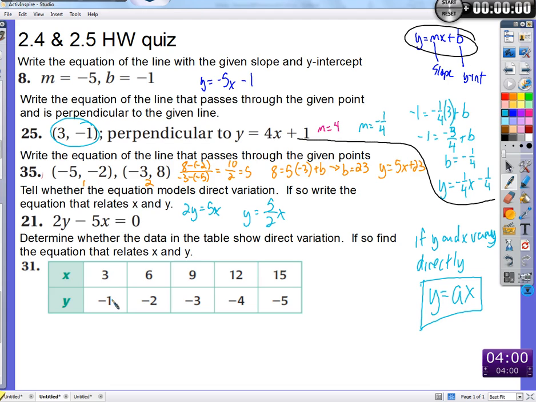So what do you multiply 3 by to get negative 1? Negative 1 over 3. Does that work for this one? Yeah. This one? Yeah. And this one? Yeah. So what's the equation? y equals negative 1 over 3 times x. That's it.